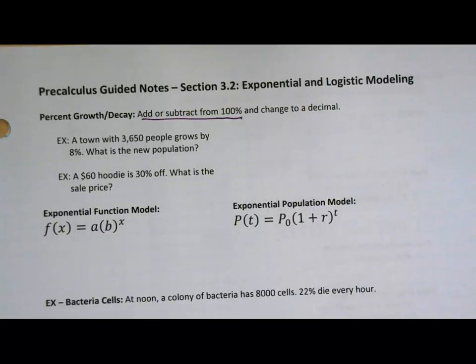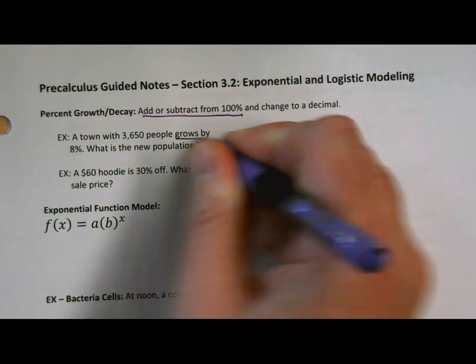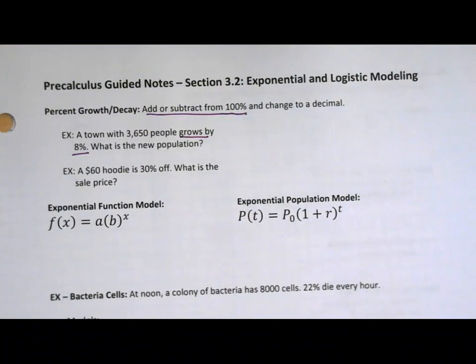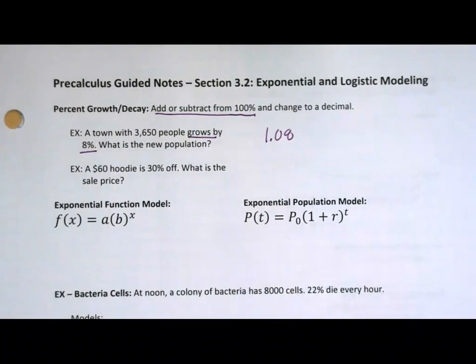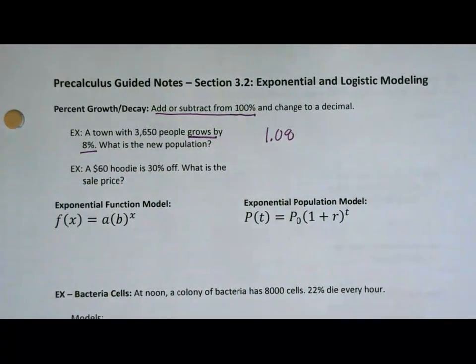So here's my big question to you. How many of you see growth by 8% and can immediately go into your head and say that's a multiplication by 1.08? Is anybody familiar with that? Yes? All right, so if you're not, let me show you where that came from.